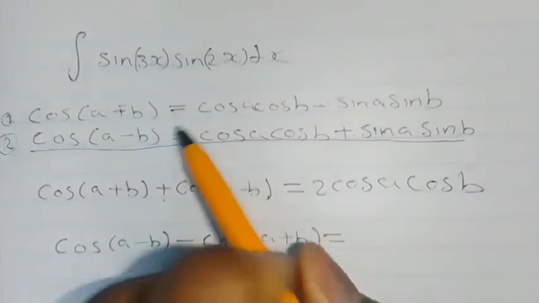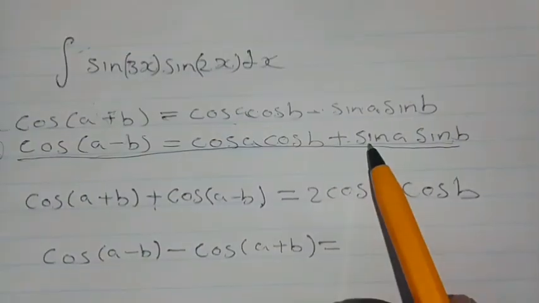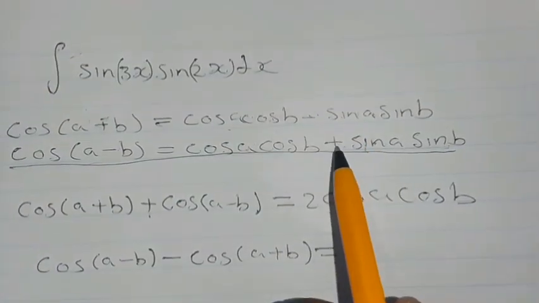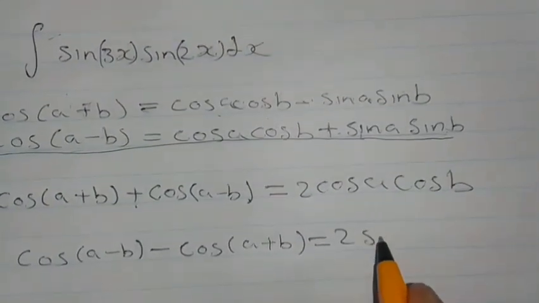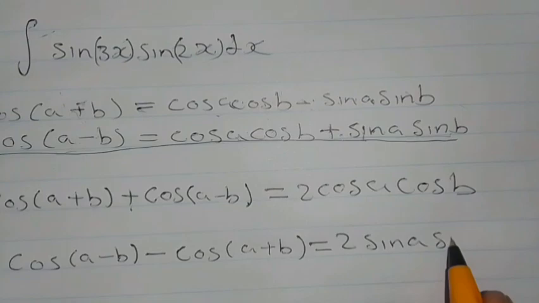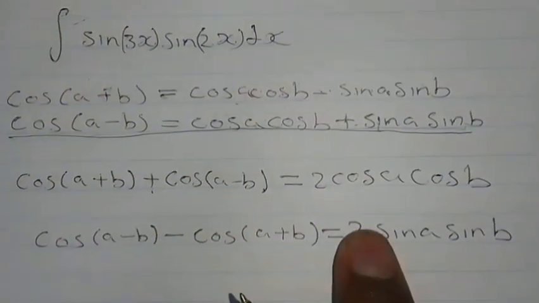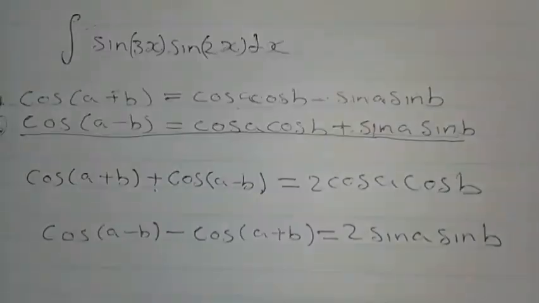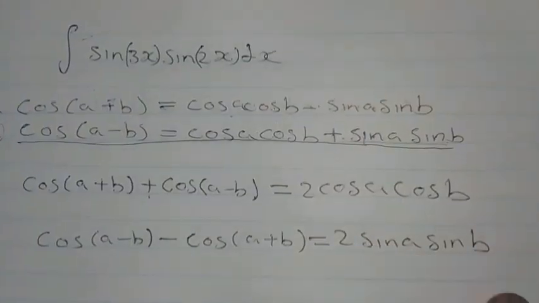So this minus this is 0 because they are the same. And now I have this minus this. Now notice that it's positive minus negative. That means that I'll have 2 sine A sine B. And now this is the given integral. I'm looking for sine, and here I have sine.